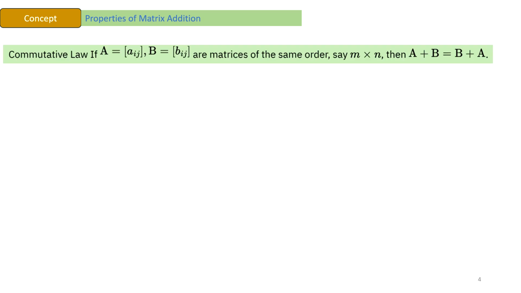Concept: properties of matrix addition. Commutative law. If A and B are matrices of the same order, say m by n, then A plus B equals B plus A.